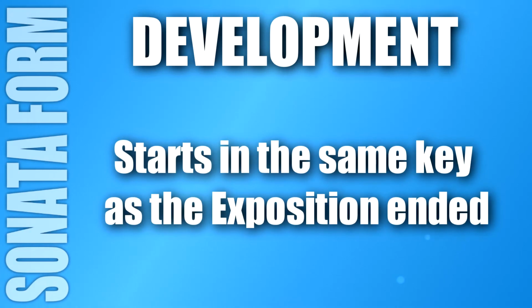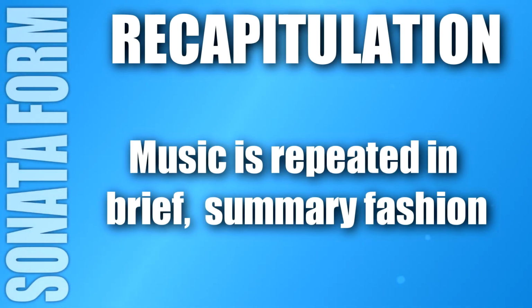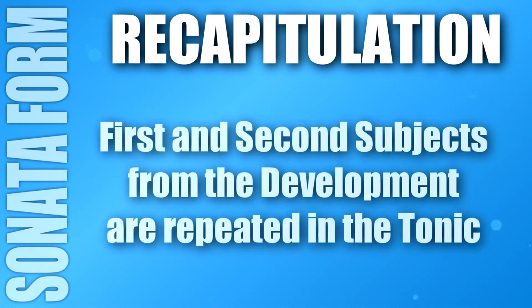The next section is development, where we hear developments of the material from the exposition. It will start in the same key as the exposition ended and will usually move through several keys, tempos, or rhythms, making them pretty crazy and pretty dramatic. The final section is the recapitulation, where material from the exposition is repeated. That's where the recap in recapitulation comes from. Material is repeated in a more brief, summary kind of way. We'll also hear the first and second subjects from the development played in the tonic key.